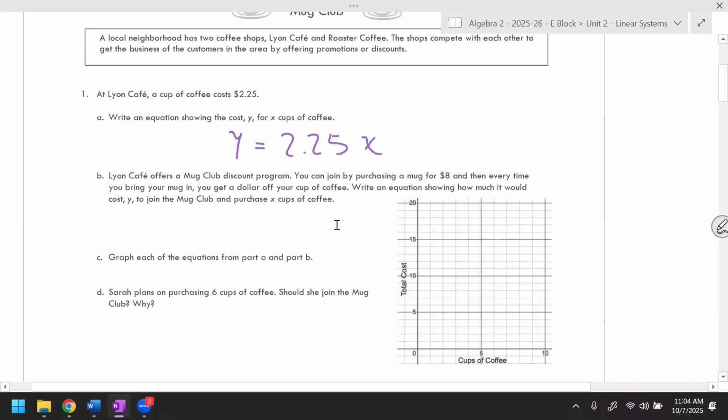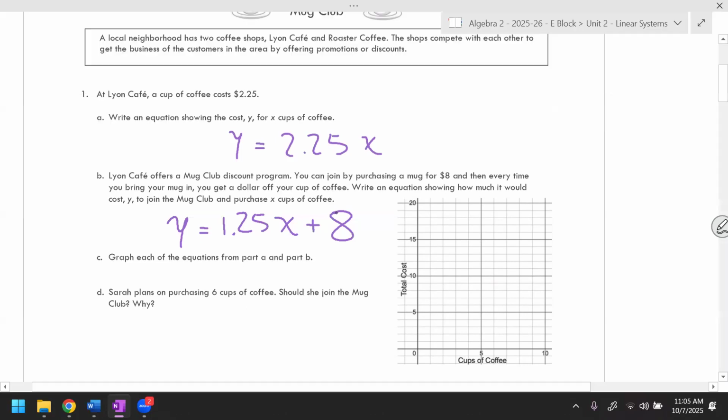Now, there's a discount program here that says if I buy an $8 mug, I get all of my coffee $1 off. All of my cups of coffee are $1 off. So, Oliver, what's the equation that you came up with that describes what the cost of x cups of coffee would be now? I'm hearing y equals 1.25x plus 8. And this kind of makes sense, right? 1.25x is the cost of x cups of coffee, but then you also need to add in the $8 mug, right? Let's graph each of these.